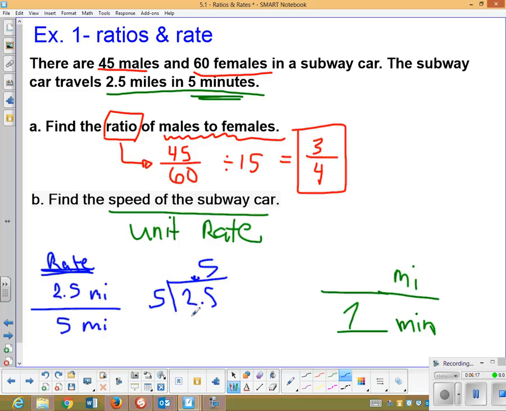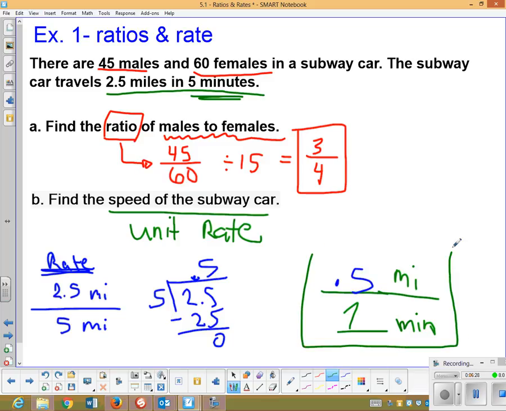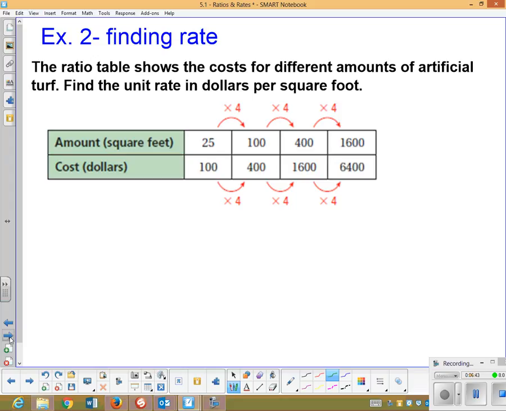Example 1, ratios and rate. There are 45 males and 60 females in a subway car. The subway car travels 2.5 miles in 5 minutes. So the first thing they're asking you to do is find the ratio A. To find the ratio, it says here we want to know the comparison between males to females. So I'm going to look at what males are. Males are 45. And since males were mentioned first here, I wrote 45 first. Then females are 60. Females was second, so I'm going to put females second here underneath.